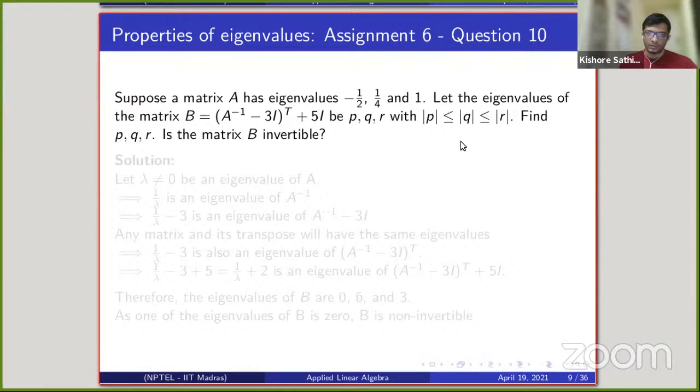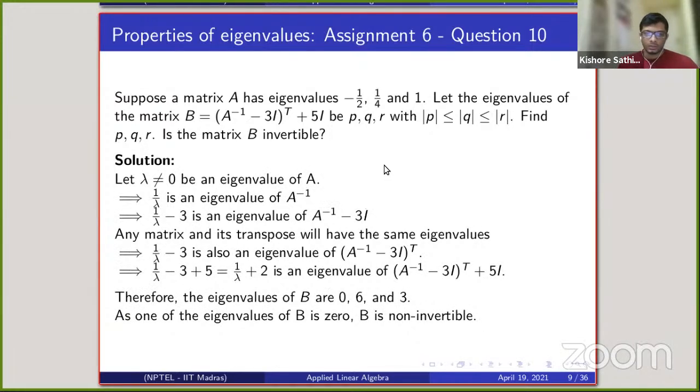We've been asked to find the three eigenvalues, P, Q, and R. And we've been given one extra question: is the resulting matrix B, in terms of A, invertible or not? Okay, so let's start. The question itself involves A inverse. We've already been given the eigenvalues of A, and they're not going to be 0. So let lambda not equal to 0 be an eigenvalue of A.